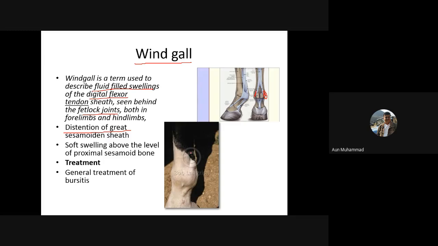So here you can see this is the real time picture. This is the fetlock joint, and you can see above the level and posterior aspect of the fetlock this tendon sheath that is coming, and at that area that tendon sheath is inflamed, and ultimately it has resulted in fluid filled accumulation. So this is called wind gall.